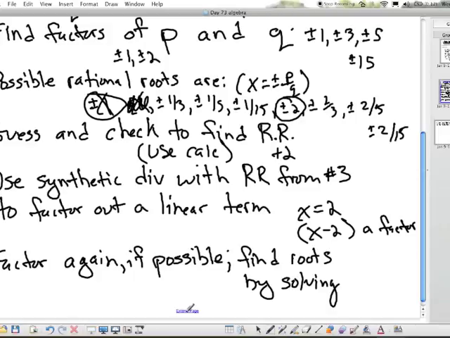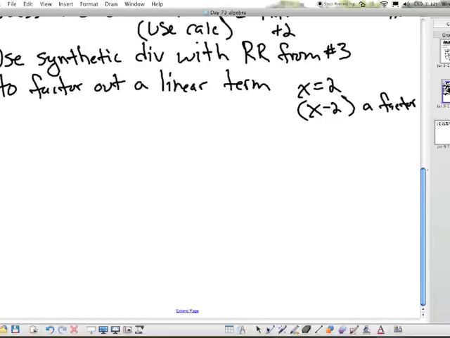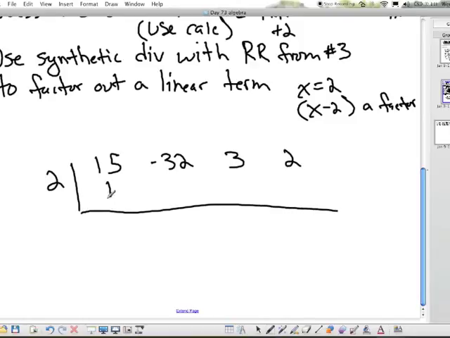Now we're going to use synthetic division. So let's use synthetic division with our coefficients of the original polynomial. So synthetic division with 2, and we're using 15, negative 32, 3, and 2. So we drop down, remember with synthetic division, our first coefficient, and we multiply. 2 times 15 is 30, and we add, we get negative 2. Multiply, we get negative 4. Here we get negative 1. Multiply, we get negative 2 and 0.